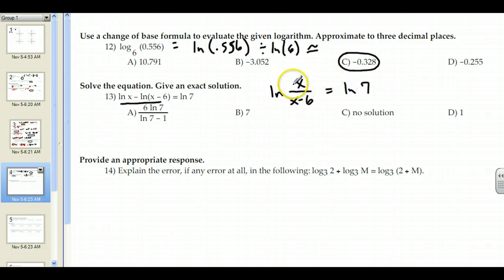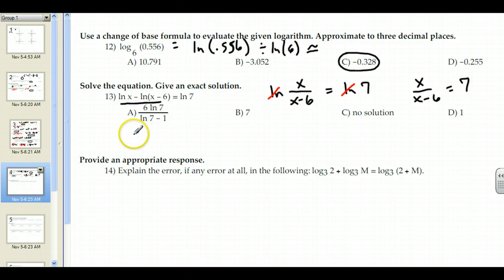Now this uses the same logic as a couple problems ago, when we had basically what's inside of these logs and then we brought in the logs. Same idea. If it's the same logs on both sides and they're equal, then it's the inputs that are equal. So x over x minus 6 is equal to 7. So that's the equation that we end up needing to solve.